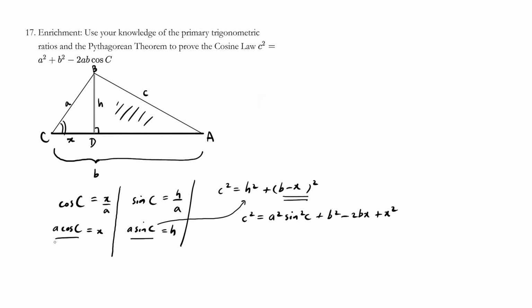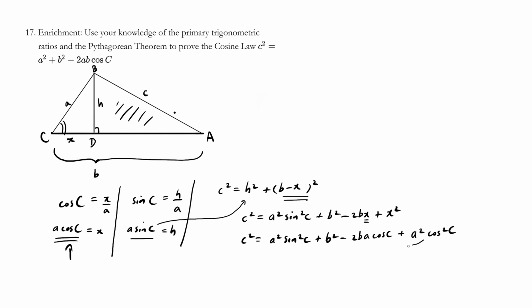And let's substitute x with this expression here. So this becomes, we're going to replace x with a cosine of c. c squared equals a squared sine squared c plus b squared minus 2b times x, which happens to be a cosine of c, plus x squared. When you square this out, this becomes a squared cosine squared c. Cosine squared c means cosine c all squared.